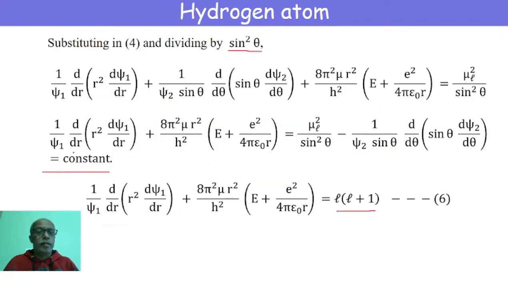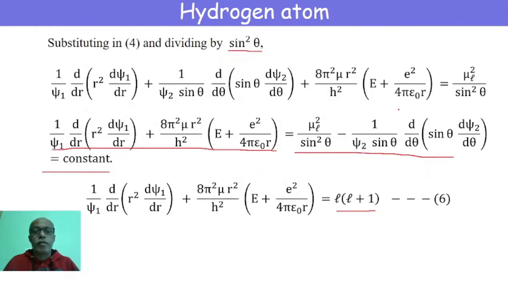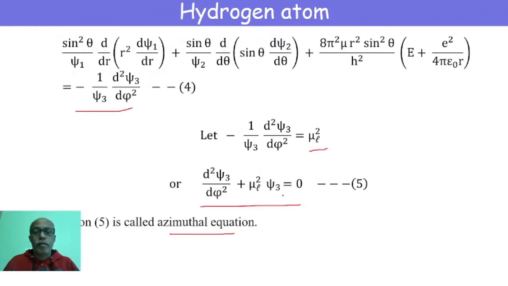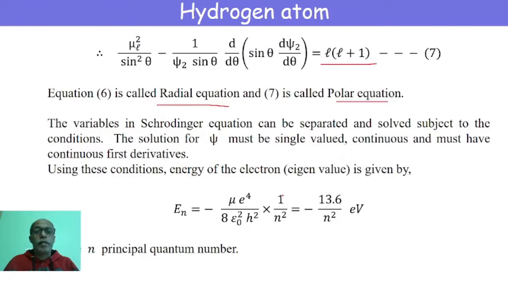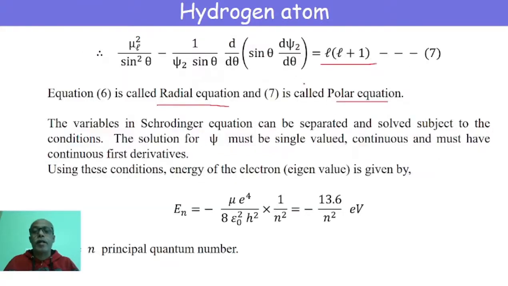Both the terms are written equal to L into L plus 1. The first term equal to L into L plus 1 gives equation 6, and the second term equal to again L into L plus 1 gives equation 7. Equation 6 is called the radial equation, and equation 7 is called the polar equation. Equation 5 is called the azimuthal equation.